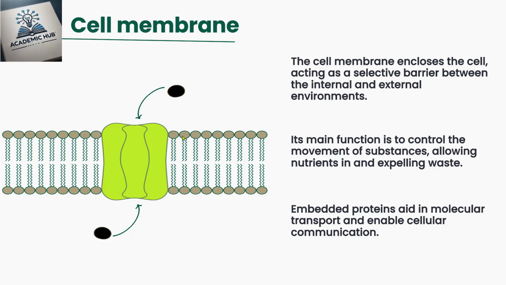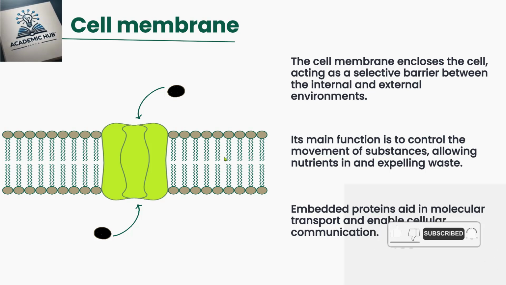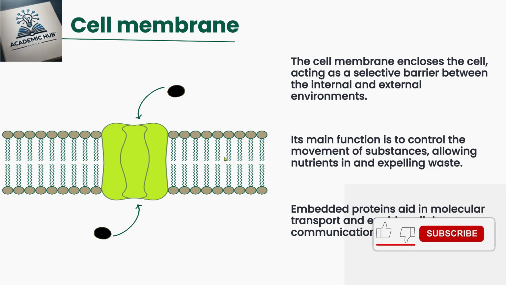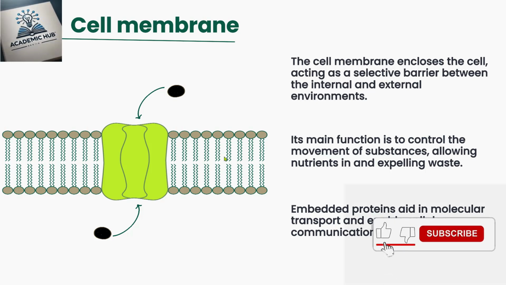Now we will talk about how the cell membrane acts as a selective barrier. How? One of the primary functions of the cell membrane is to enclose the cell, acting as a selective barrier that carefully regulates the internal environment. By controlling what enters and exits, the membrane ensures that essential nutrients are absorbed and waste products are removed, maintaining the cell's internal balance. Selective permeability is a hallmark of the cell membrane.